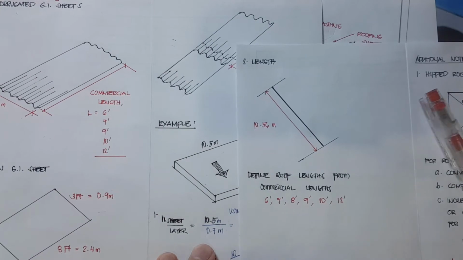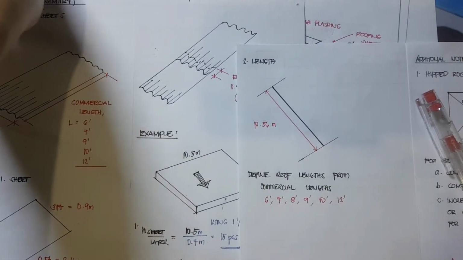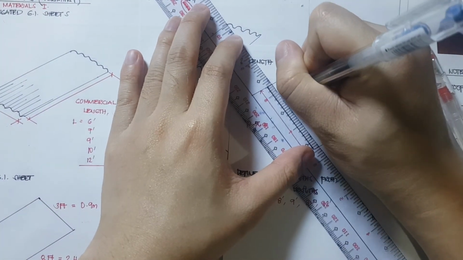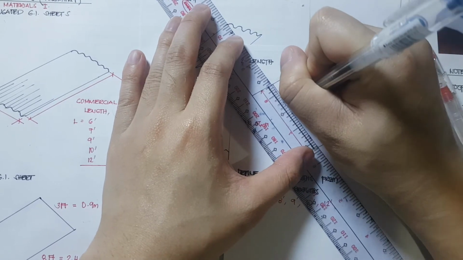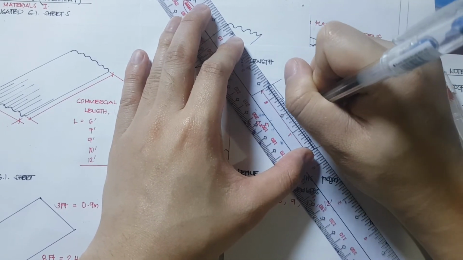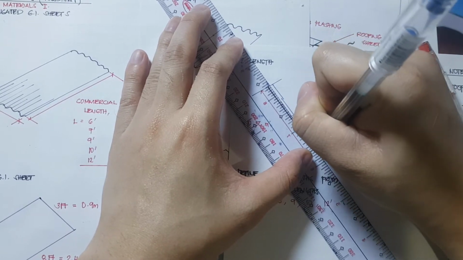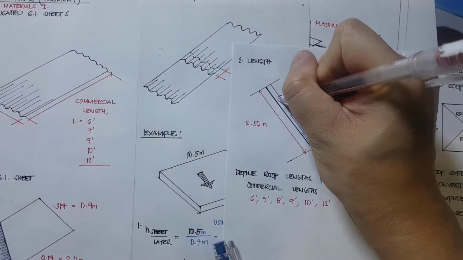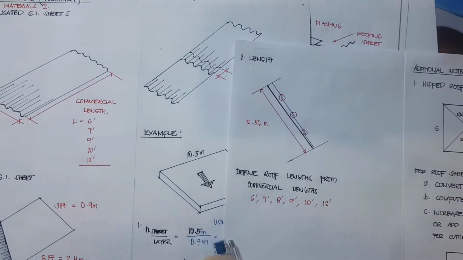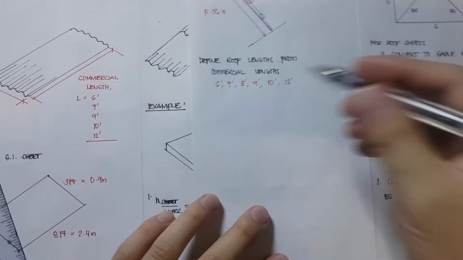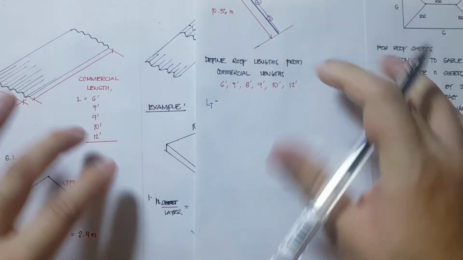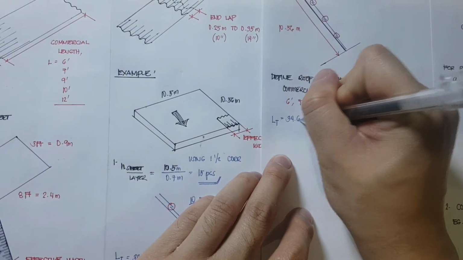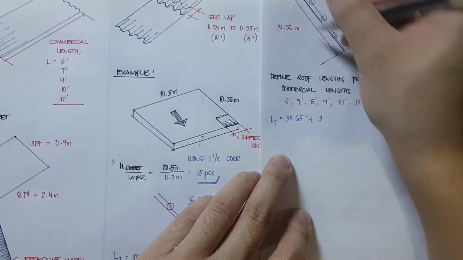So, if I am to redraw my free body diagram, I will be having 4 layers: 1, 2, 3, and 4. So in this case, we will be having 3 end laps: 1, 2, 3. Okay? So to determine the length, total is equivalent to 34.65 feet plus 3 end laps.